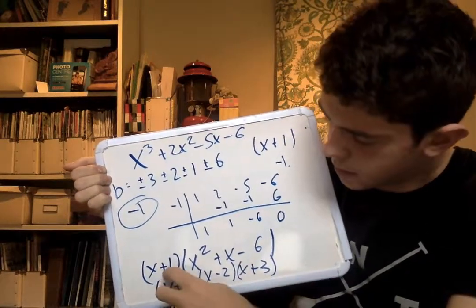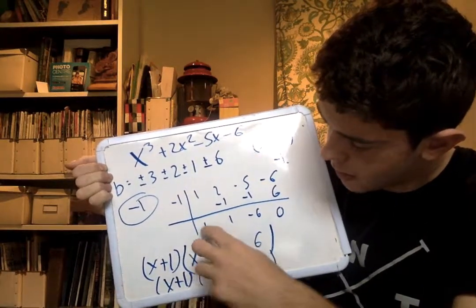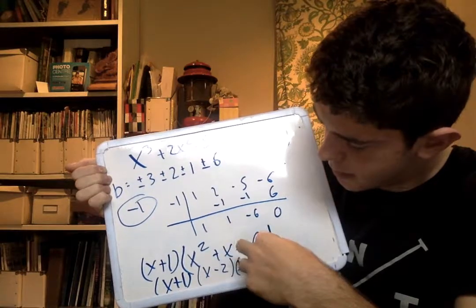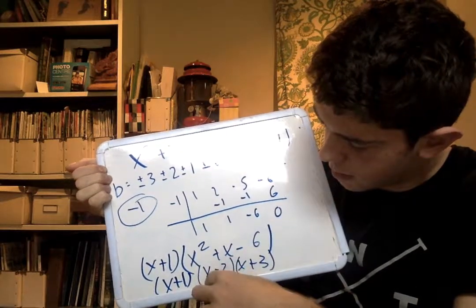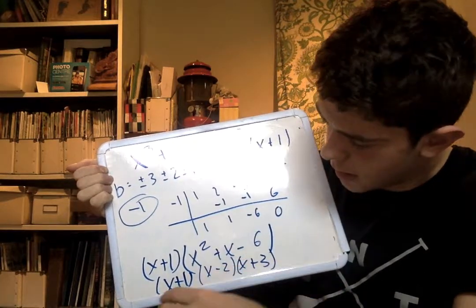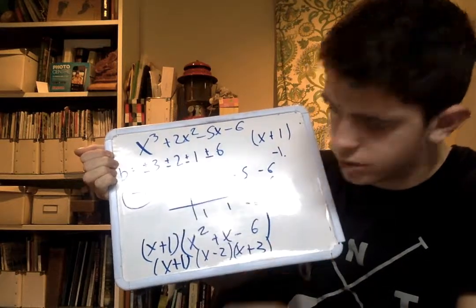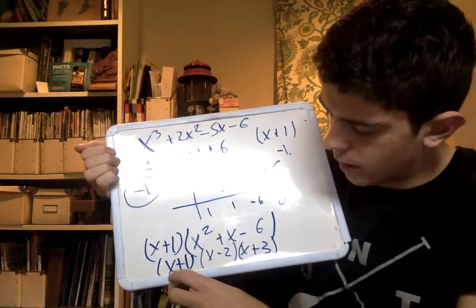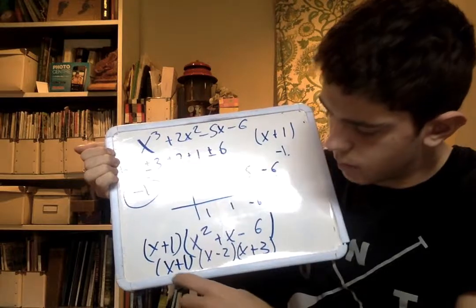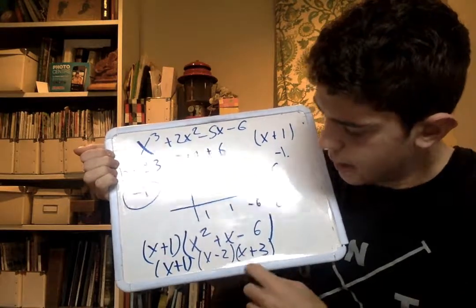So you have your x plus 1, then you have x squared plus x minus 6. Then you can factor this to go x minus 2, x plus 3. And then here are your final factors to your equation: -1, 2, and -3.